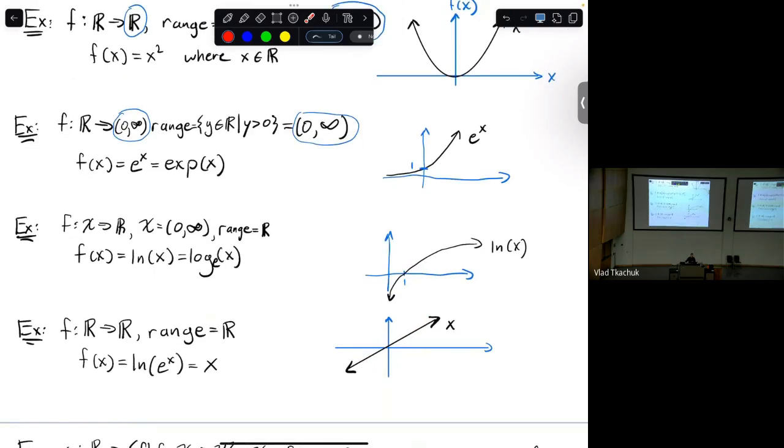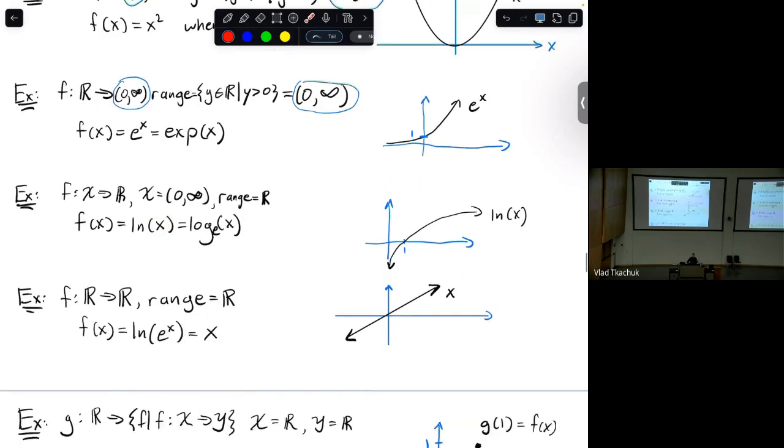And how you read the log: the log should be read as, e to what power gives me the value inside the log, right? And so it's exactly the inverse of this exponential function. So if your function was the log of the exponential of x, then you just get x back. And the reason why, let's read this in English. The logarithm says, e to what power will give me the thing inside? Well, e to the power that e is raised to inside will give me the thing inside. So it's going to be x. That should make sense.